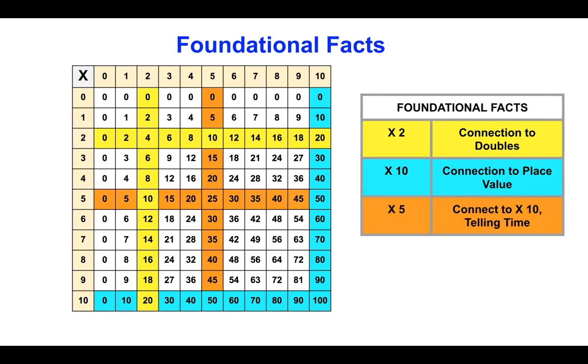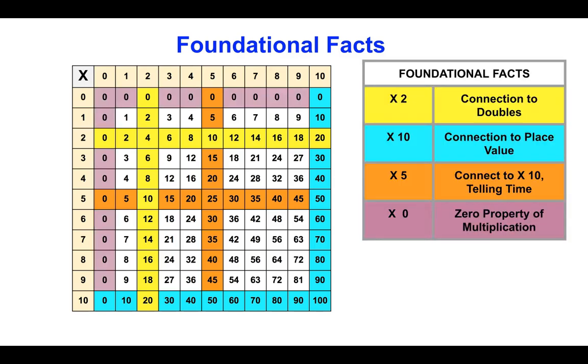Okay. Another set of foundational facts is our times 5. We connect that to times 10. All right. What is that relationship between multiplying times 10 and times 5? We can also connect it to telling time to the nearest 5 minutes and those groups of 5 on the clock. All right. And then we have the zero property of multiplication.